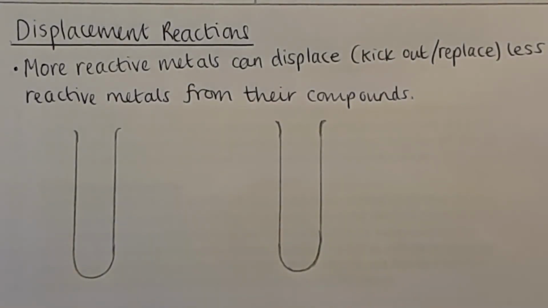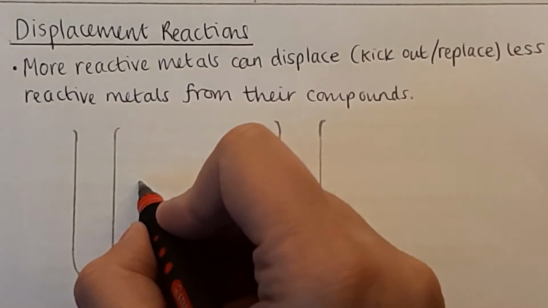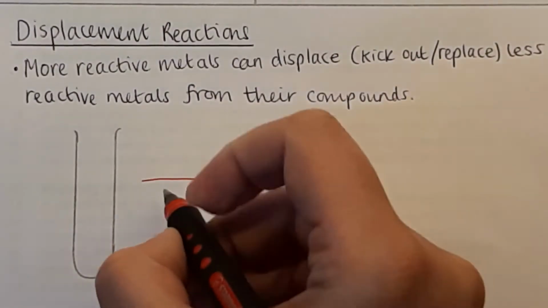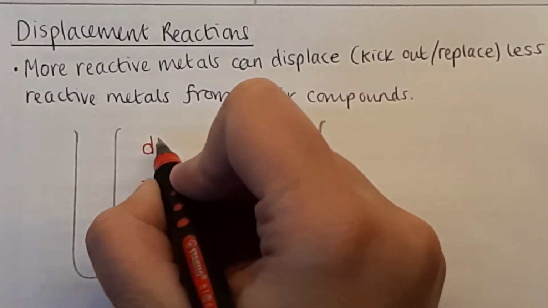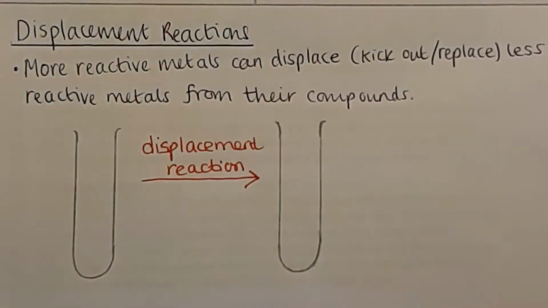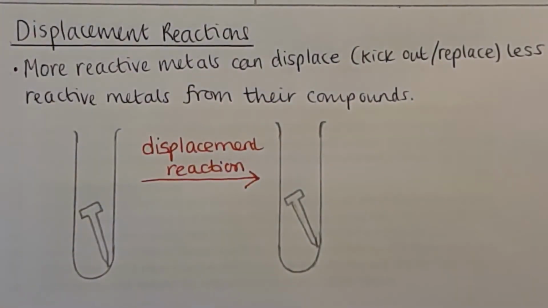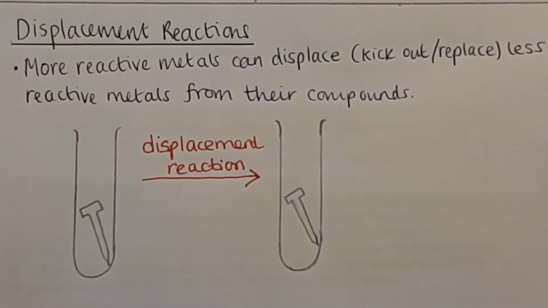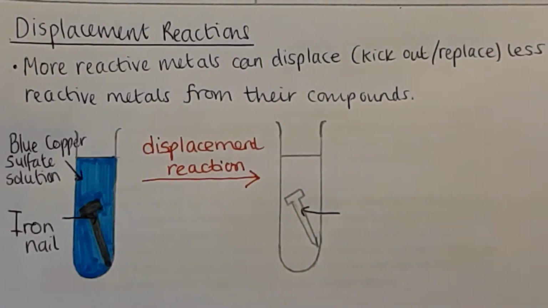Then we're going to draw a nice arrow between them to indicate that a reaction has occurred. I'm going to label it displacement reaction. And in both the test tubes, we're going to draw a nail, the kind you hammer into wood. As you can probably see, I did not have a blue colouring pencil or a blue highlighter, which would have been better in this instance.